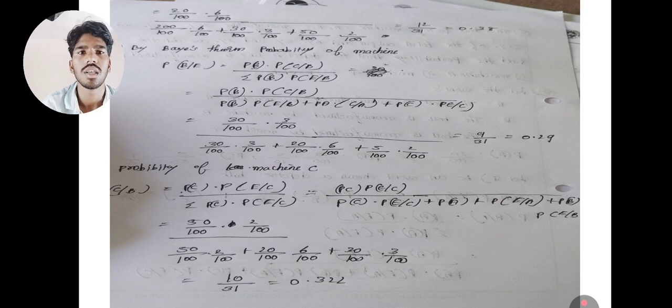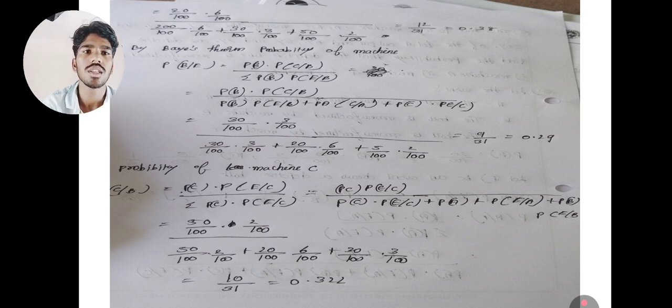The formula for C is P(C) into P(E/C) divided by the total, and we substitute the values of C in the formula. We note down the formulas and substitute P(C) as 50 by 100 and P(E/C) as 2 by 100. Substituting the values from the question, we get 10 by 31, and the probability was 0.322.